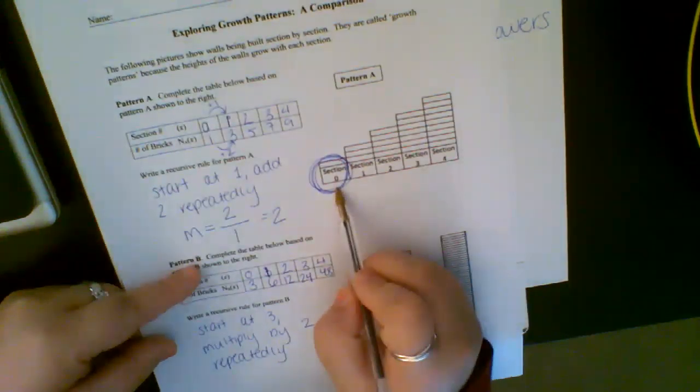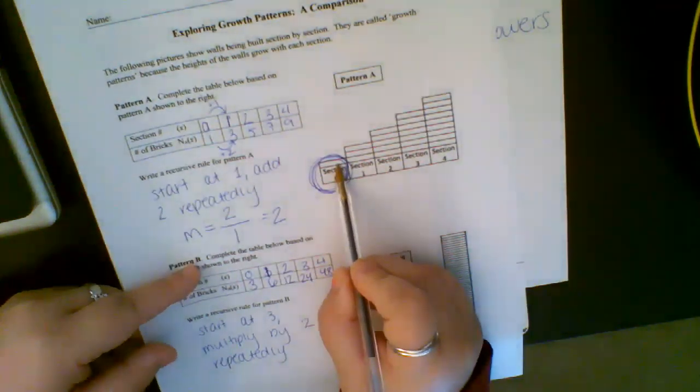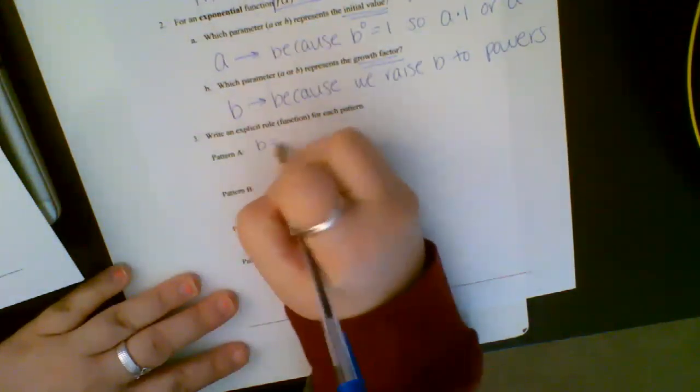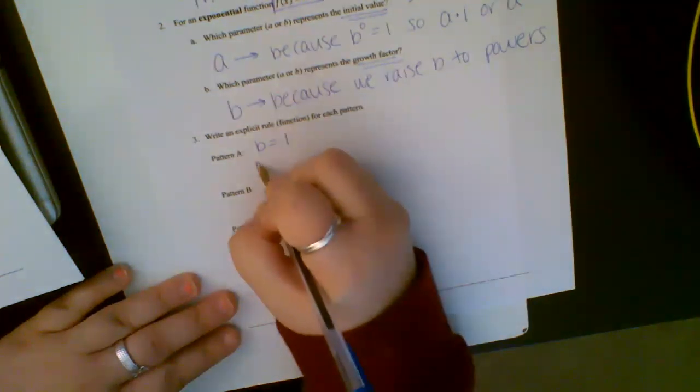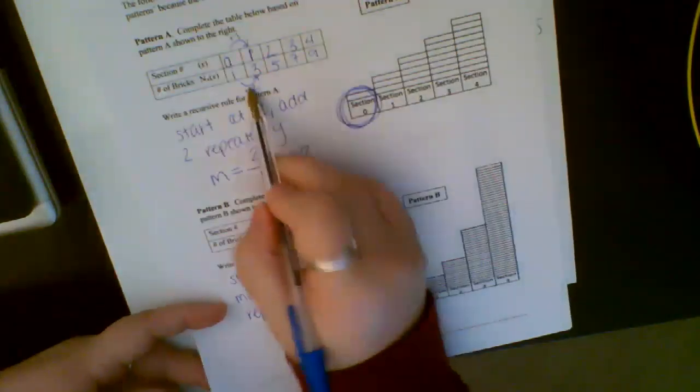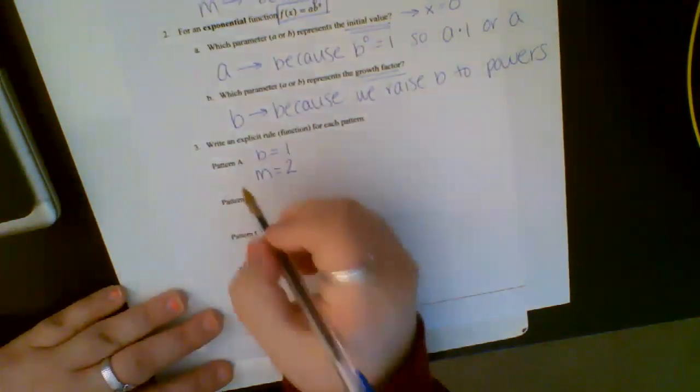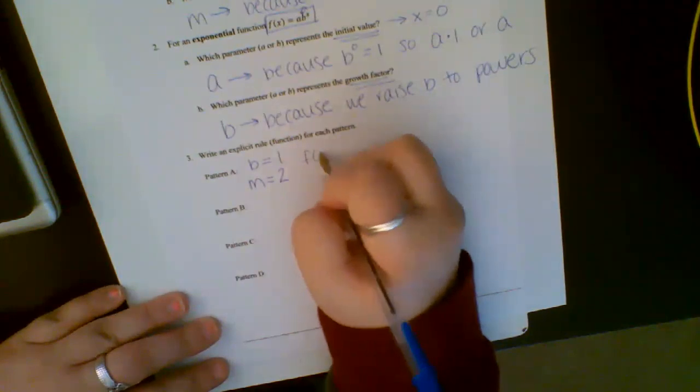Section 0, we have 1 to start. So that means that our b value is 1, because that's where we started when x was 0. And our m, our constant rate of change, was 2 per 1, or just 2. So that means our slope is going to be 2. So my function for pattern A will be f of x equals mx plus b.